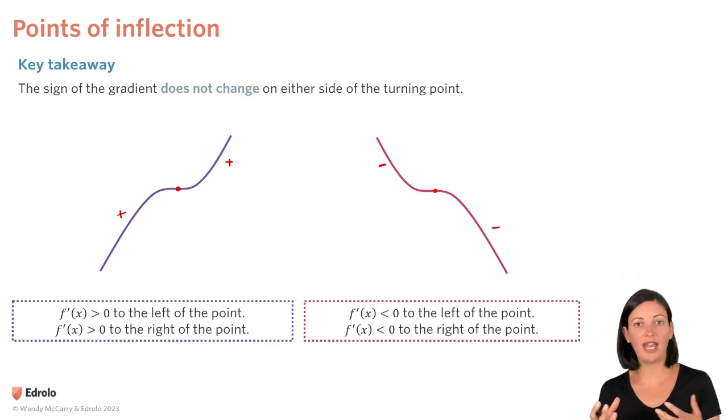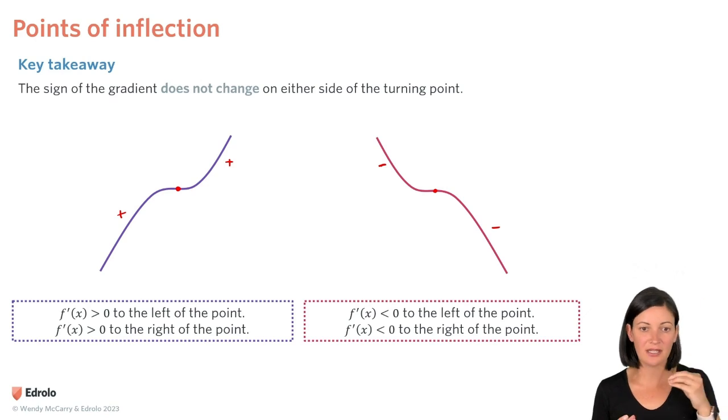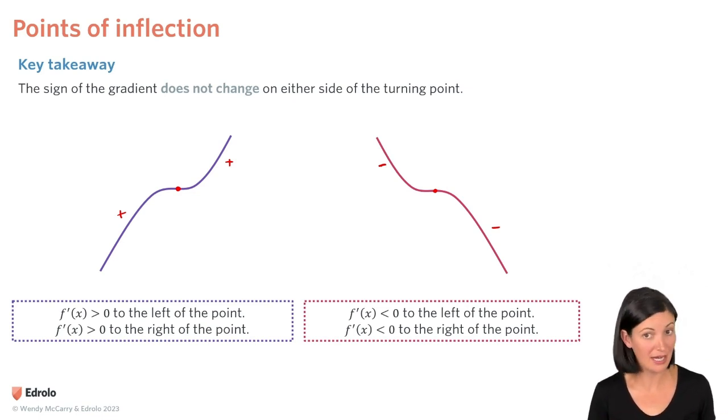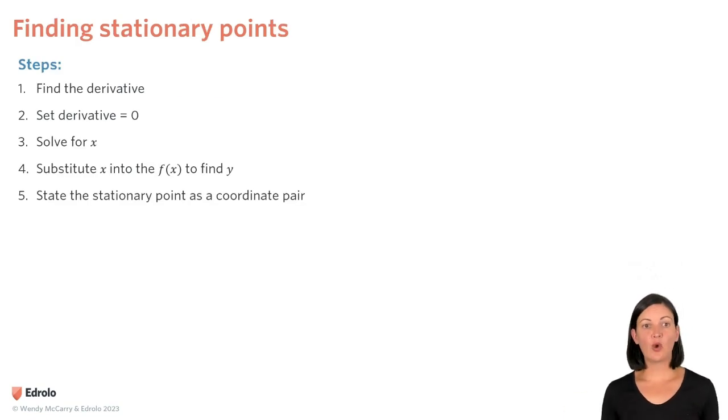So that's how we know if we have a maximum or a minimum or a point of inflection, by inspecting what happens to the gradient on either side of the point. So does it stay positive, does it stay negative, or does it change from negative to positive or positive to negative? So our next step is we're going to actually find our stationary points.